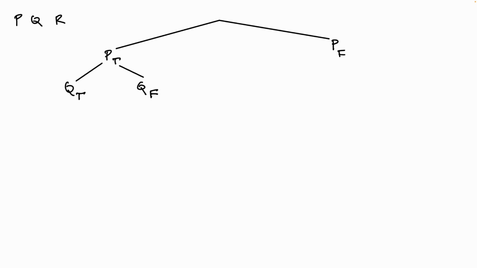Alternatively, suppose that you first decide to make P false. Next, you still have to decide whether to make Q true or make Q false. So there are two separate paths you can go down from this point too. Let's add those to the tree.